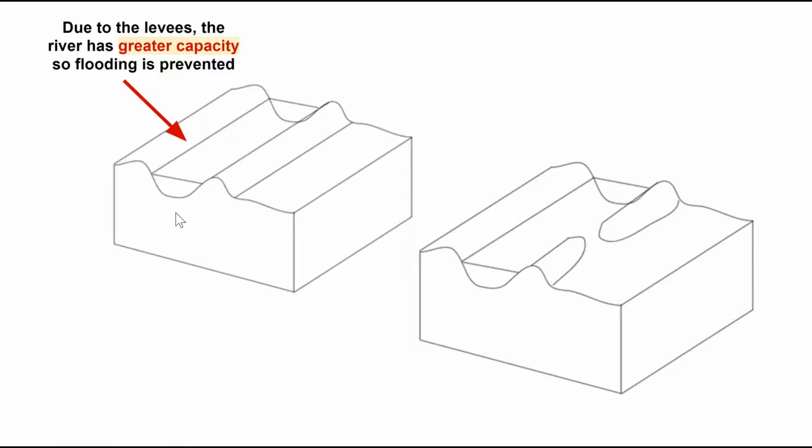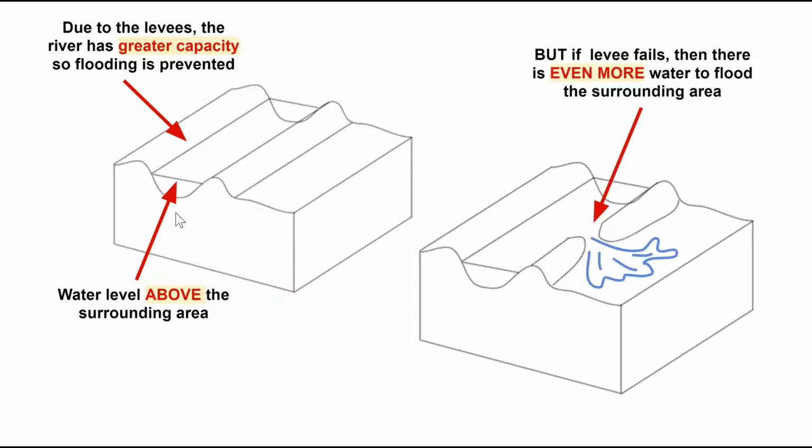Well, as we've seen in those photographs, it absolutely increases the capacity of the river. The river can hold more water before it would reach the top of the levees, and therefore the capacity is increased. That brings the water level above the surrounding area. Now, as long as the water stays there, arguably, you could say, yes, that's fine. We're a bit nervous, but it's fine. Just stay where you are, water, and everything will be okay. But it doesn't always stay where you want it to stay. If the levee fails, there will be even more water to flood the surrounding area.